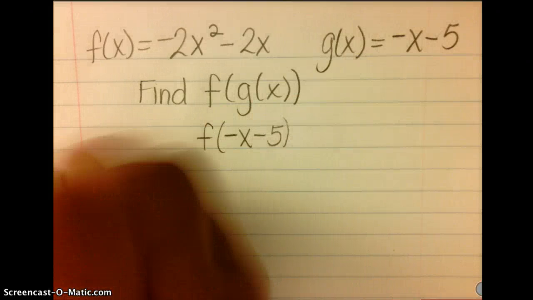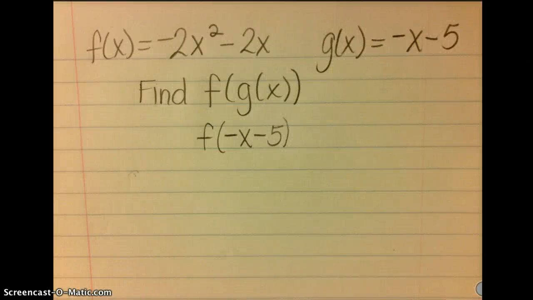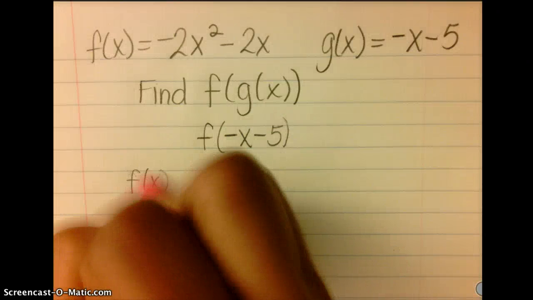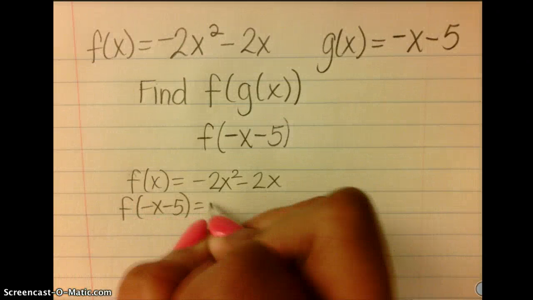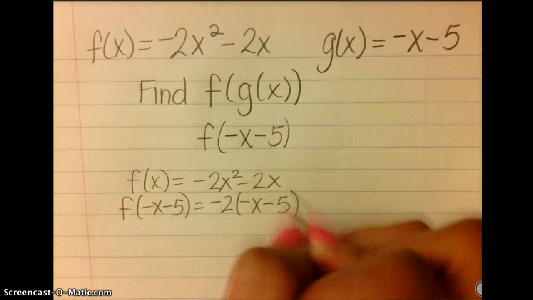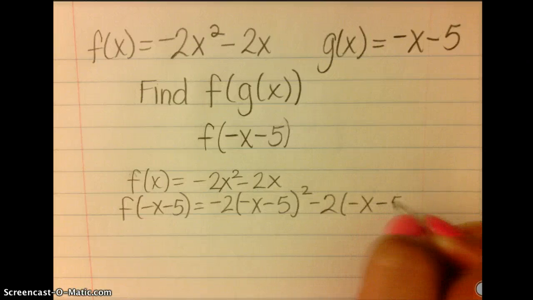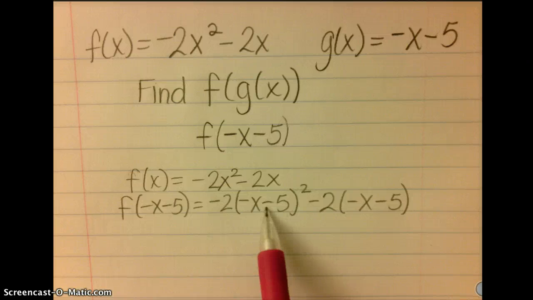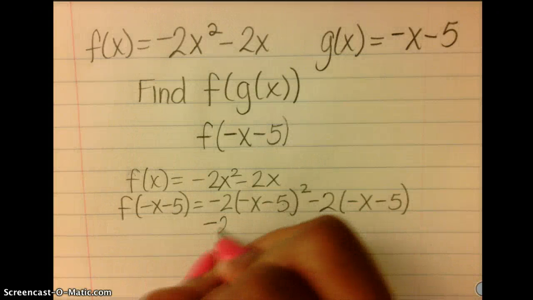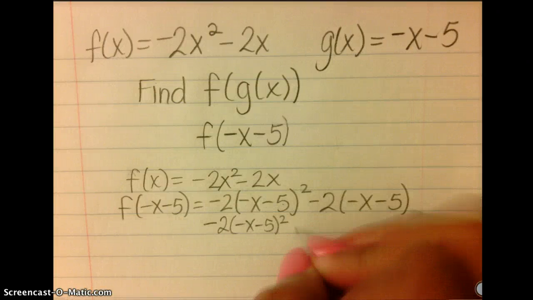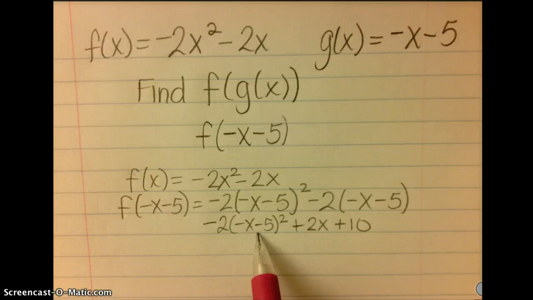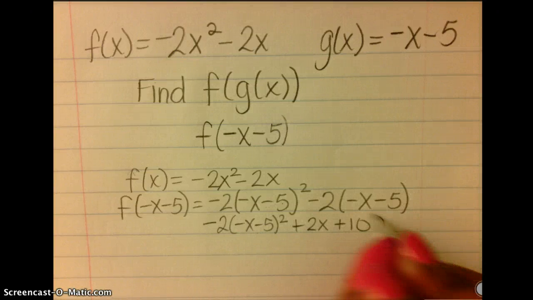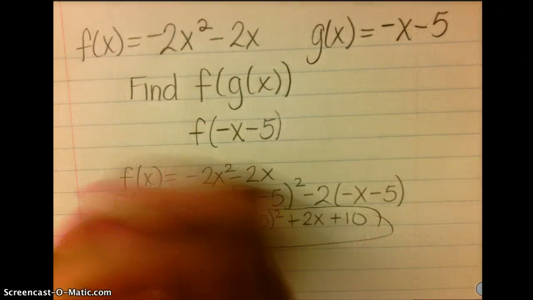And we know that f of x is negative 2x squared minus 2x. So f of negative x minus 5 equals negative 2 times parentheses negative x minus 5 squared, minus 2 times negative x minus 5. All right, now you haven't had any training with simplifying this part. So we're just going to leave this squared for now. Here we're going to distribute, and you get plus 2x plus 10. And later on I'll teach you how to multiply this out. If you already know, then you could try on your own. But for right now, and until I return, this will be good enough.